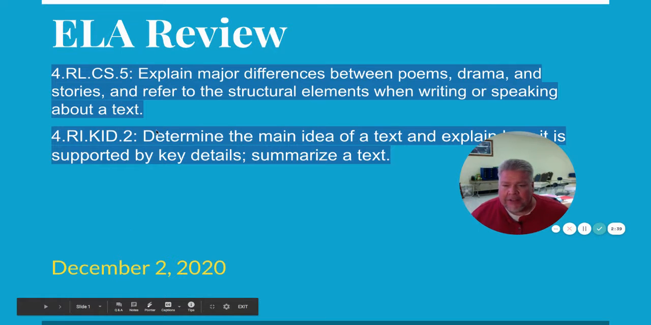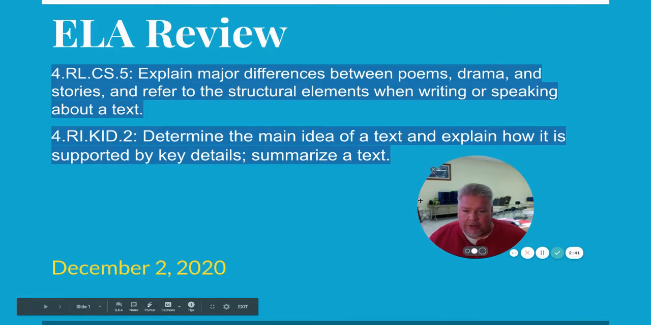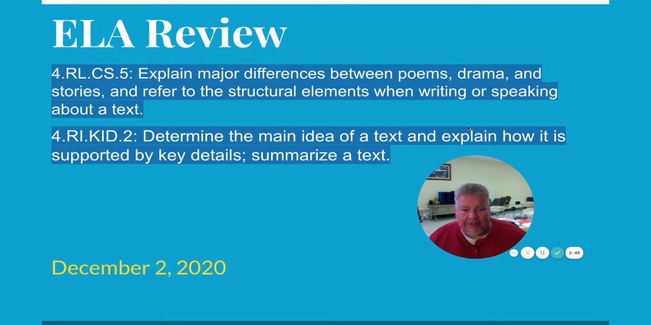Now, however, I think the second standard that we didn't do so well on, we've covered it, and I thought you should have probably done a little better than you did on these. And there were two questions about the main idea of text and explain how they're supported by key details and being able to summarize a text. So let's go to these questions right here on main idea.